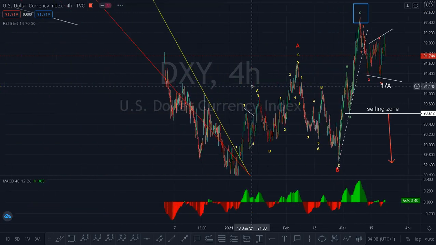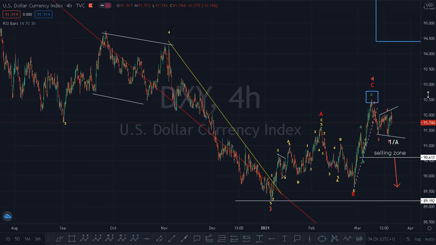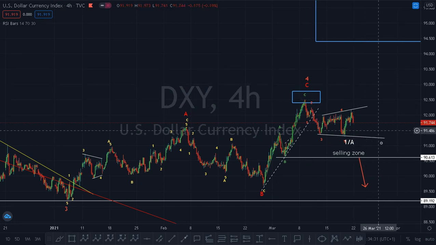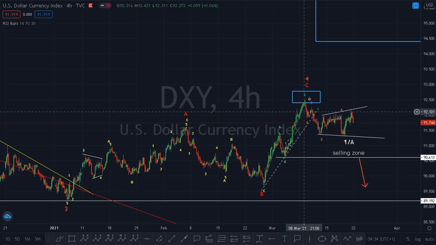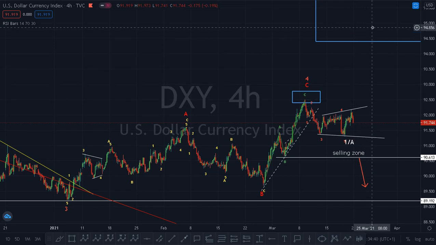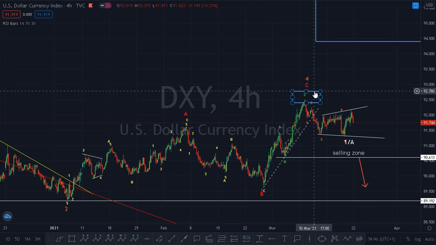Dollar index, the correction A, B, C of Wave 4 has completed. But as things stand, one or two things is what I want to talk about. We might have a double zigzag, which will lead the price up to this place, because after the correction, we're supposed to have an impulse move down.